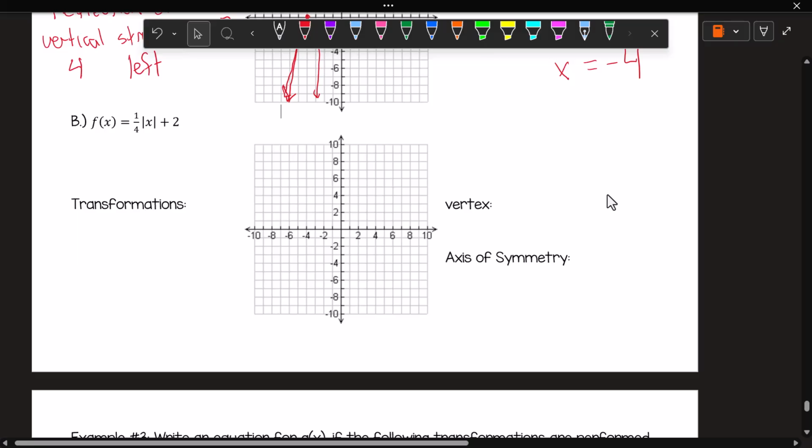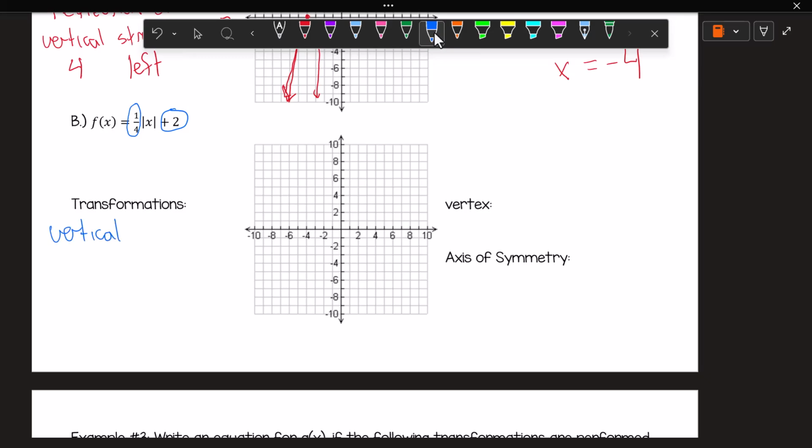Moving on to letter B. We have a transformation from the 1/4 and the +2. So the 1/4 is a vertical compression, meaning it got wider by 1/4 and 2 up. Now our vertex is usually at the origin. We didn't go left or right at all, so we're still at 0, but we did go up 2, so we're at (0, 2). And our axis of symmetry is x equals, well, what x equals?